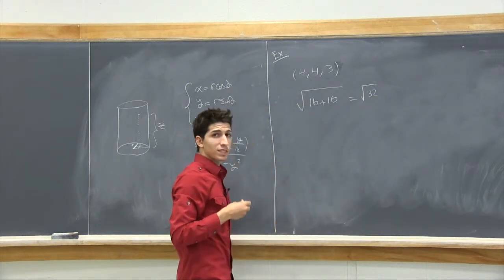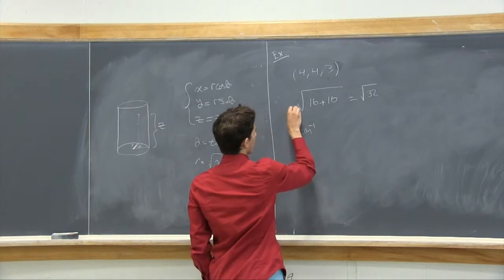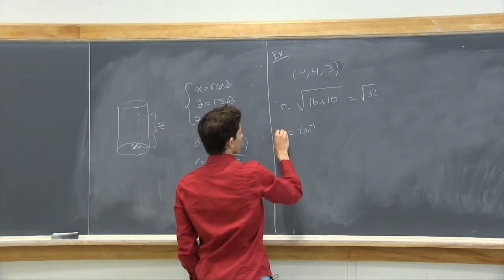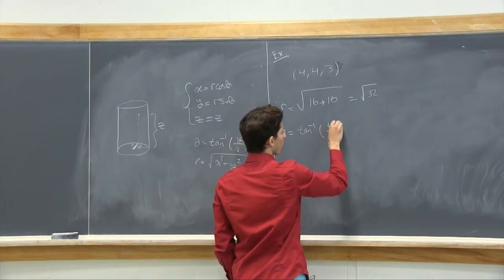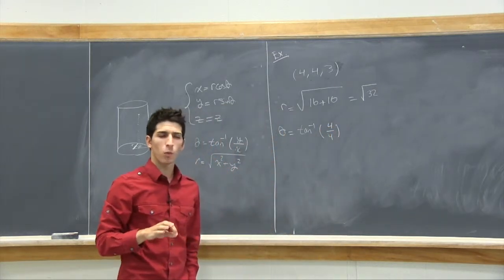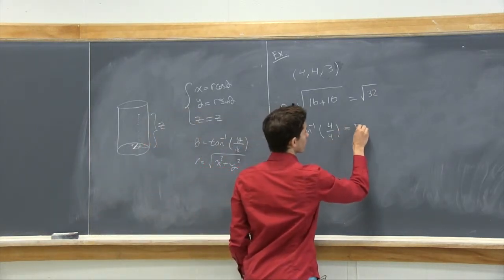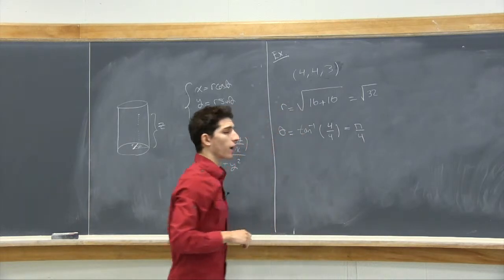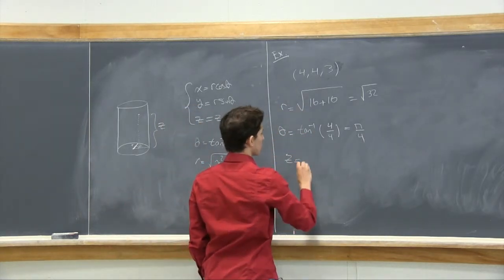The theta is going to be tan inverse of y over x, so tan inverse of 4 over 4. Well, that's just tan inverse of 1, which is just pi over 4, right? One of the answers to it, at least. So pi over 4. And then z is just z, which is 3.